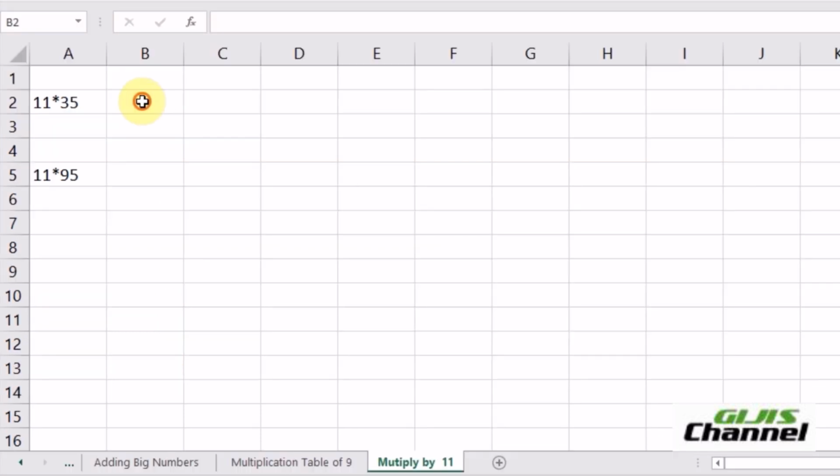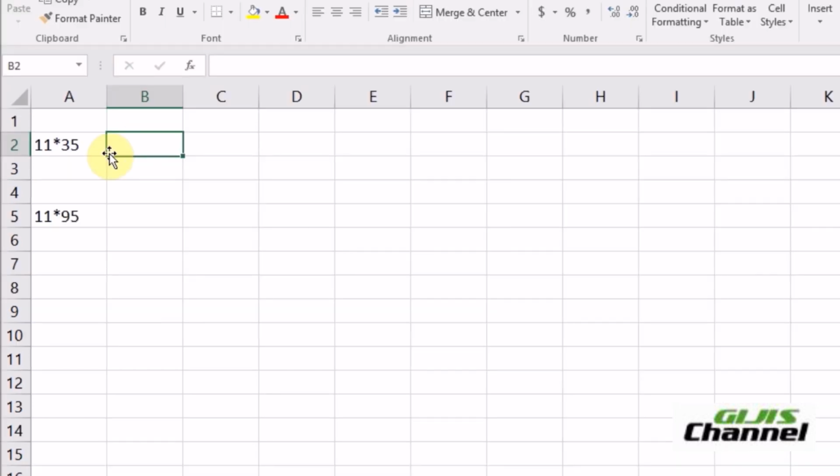Let's see how to multiply a two-digit number with 11, only up to two-digit numbers. It's a very easy way. So now the question is 11 times 35. So what do we need to do? We need to write down 35. Whatever number you want to multiply, write it down there and leave a space between.